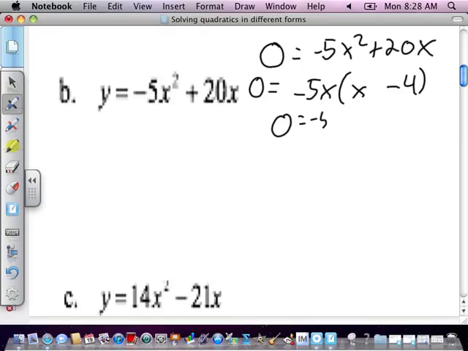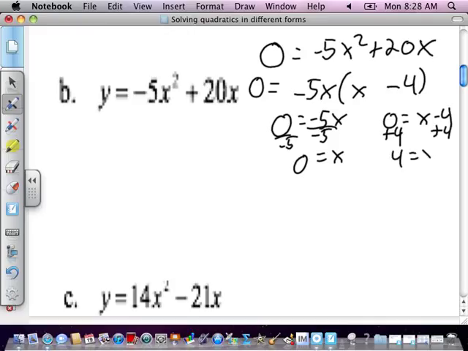0 equals negative 5x, and 0 equals x minus 4. Yes, I do want you to show all your work from now. Why not? Divide by negative 5. 0 equals x. Add 4. 4 equals x. So we have our two roots.